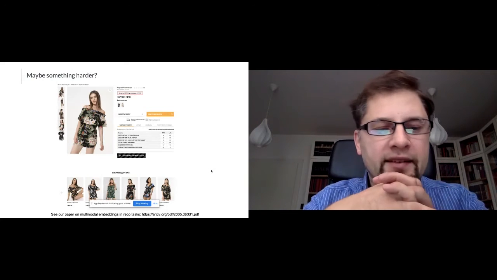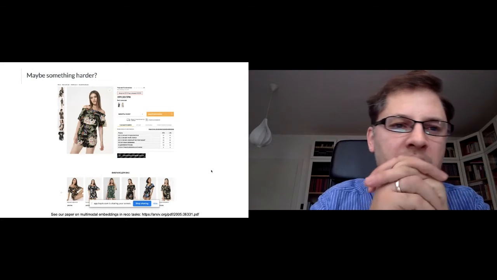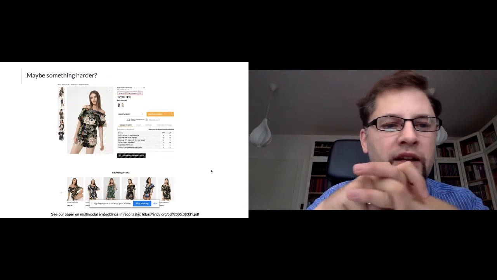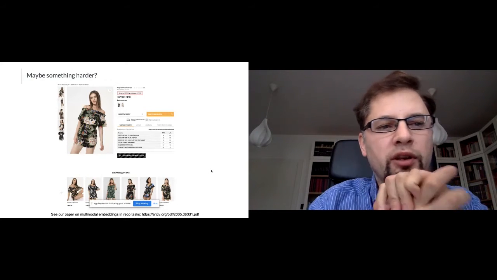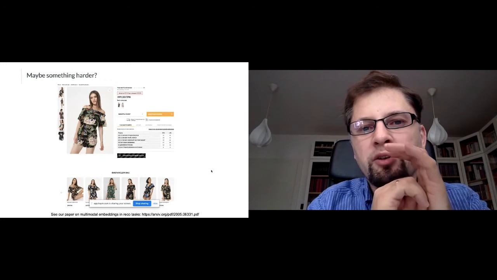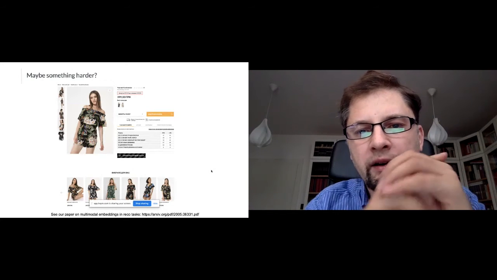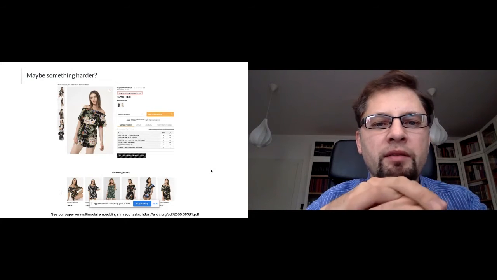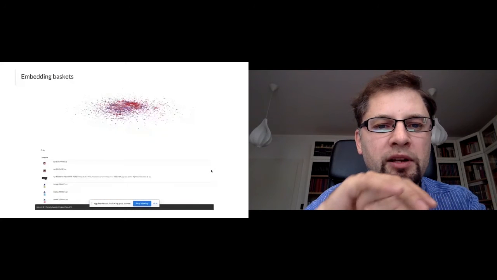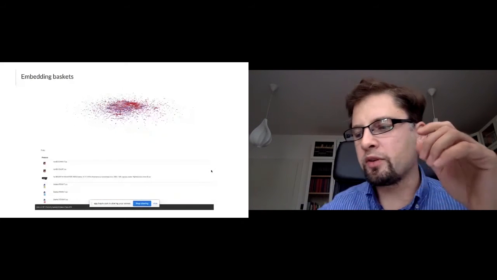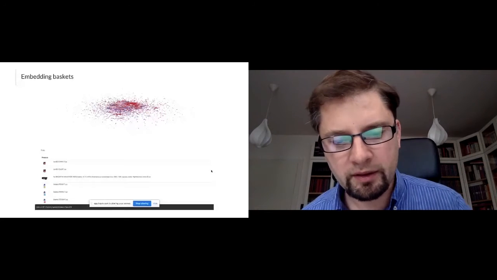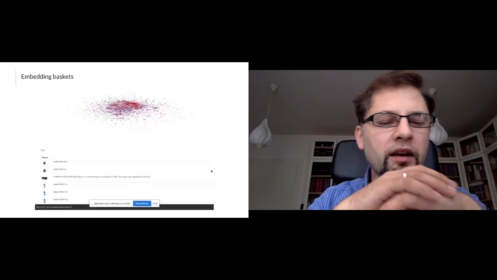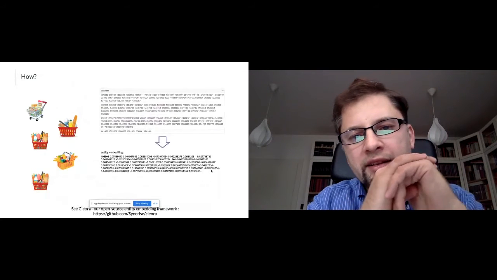You can embed not only images, you can embed users, you can embed baskets, and then if you embed baskets, you essentially find similar products, similar baskets, which can be later used in the task of recommendation. I will talk about it in a moment. How are you doing it?